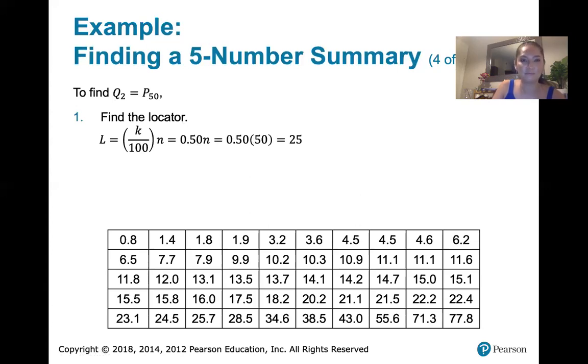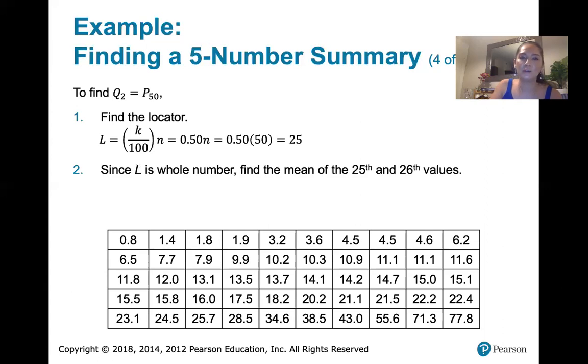So that's our locator. Now, since this is a whole number, we are not interested in the 25th value. We're going to compute the mean of the 25th value and the 26th value. And that is going to be our second quartile or 50th percentile. Same thing, it happens to be the median.